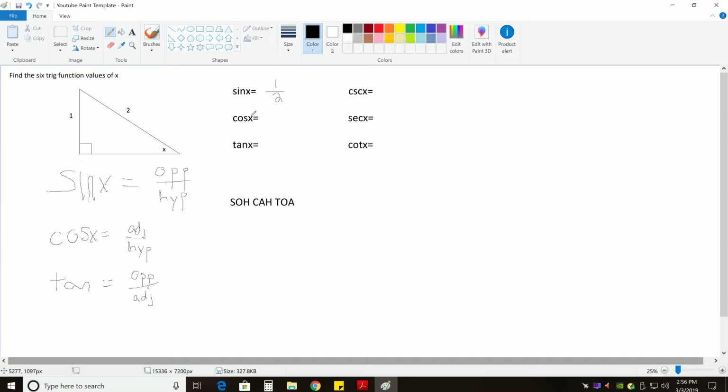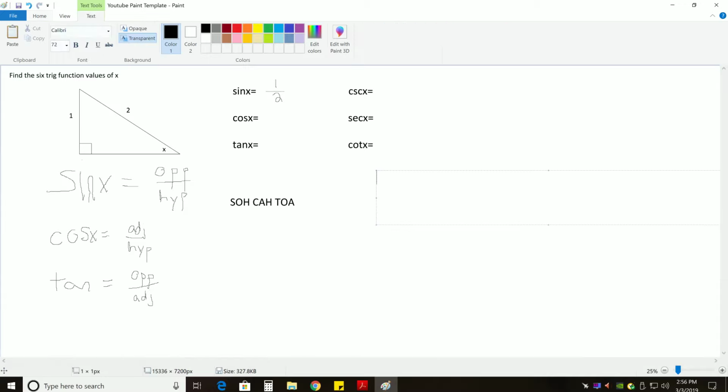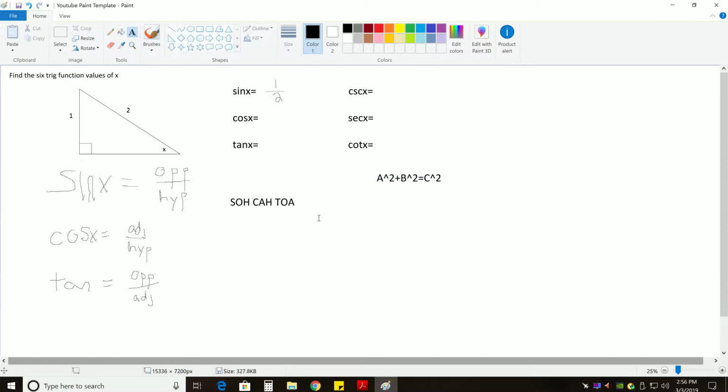Now we need to do the same thing for cosine of x. But cosine of x is adjacent over hypotenuse. And if we look, the adjacent side of x doesn't have a value. So this is where we need to remember that whenever we're given a right triangle, a squared plus b squared is equal to c squared. Meaning if you take the adjacent side and square it and add on the opposite side squared, that's going to be equal to the value of the hypotenuse squared.